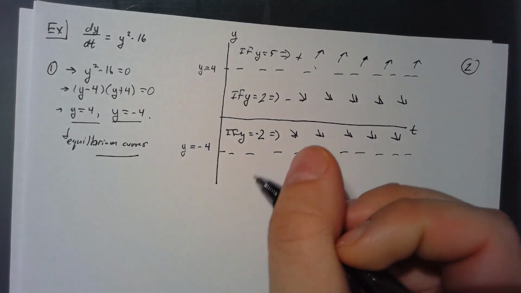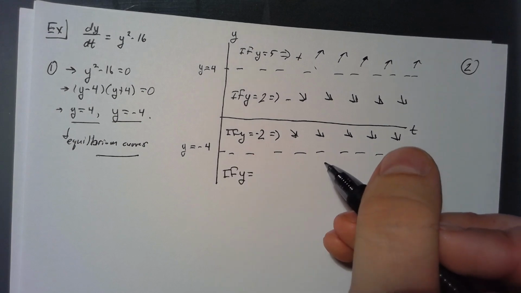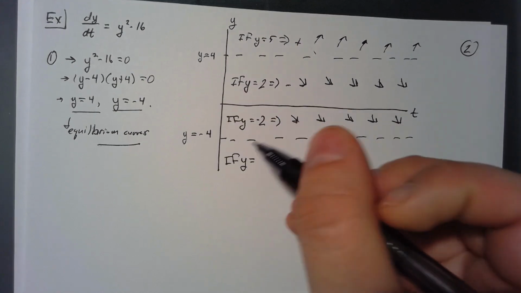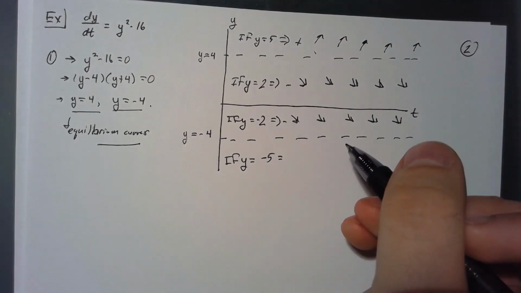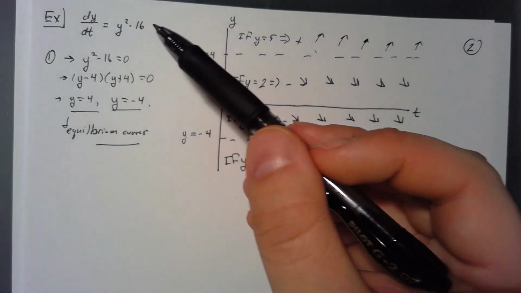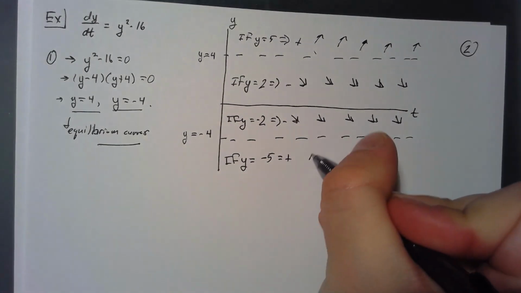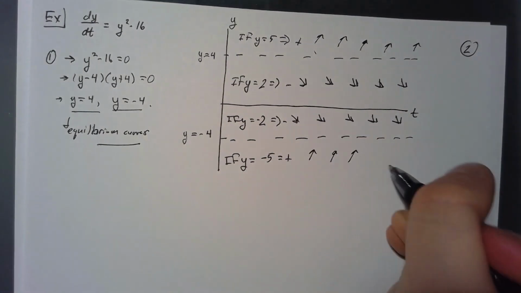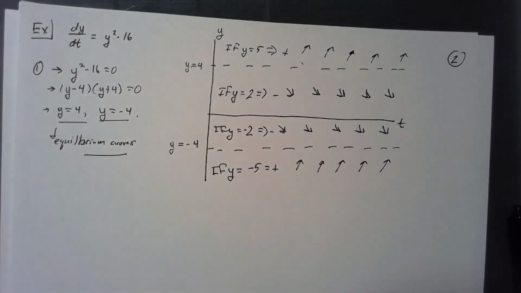And then finally, if y is, let's say, negative 5, negative 5 squared is 25. 25 minus 16 is still positive. So that's the behavior outside of equilibrium values.